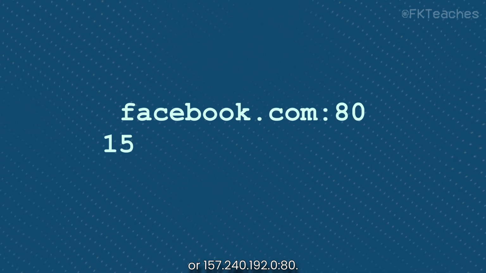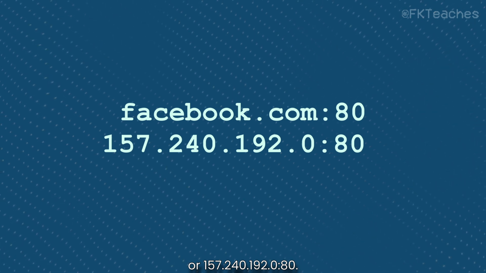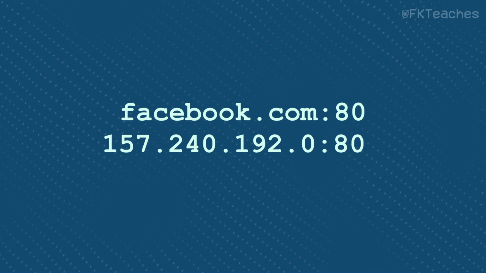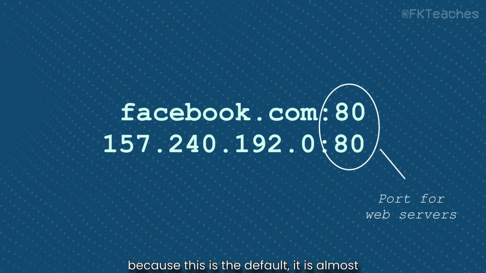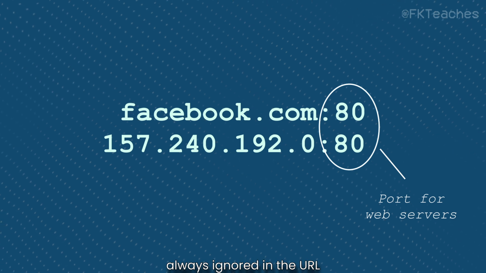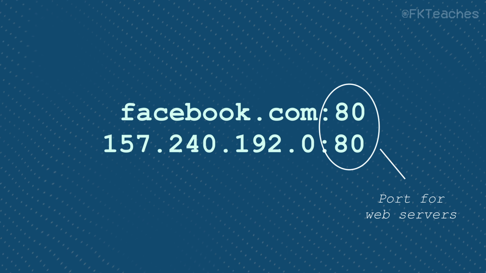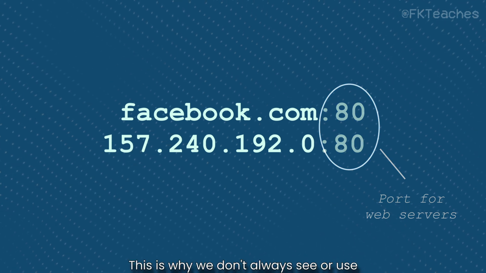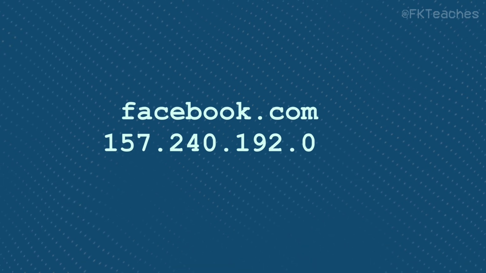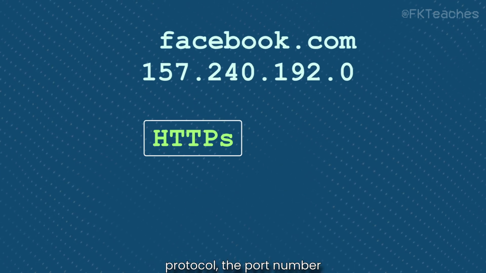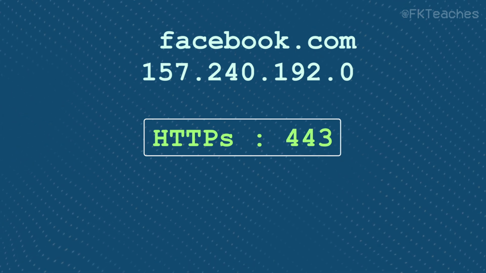For the web, an example of a host and port combo will be facebook.com:80 or 157.240.192.0:80. The port for web servers is always 80, and because this is the default, it is almost always ignored in the URL and assumed by the client when using the HTTP protocol. This is why we don't always see or use port numbers when writing most of our web URLs. If you are using the secure HTTPS protocol, the port number switches to 443 as the default.